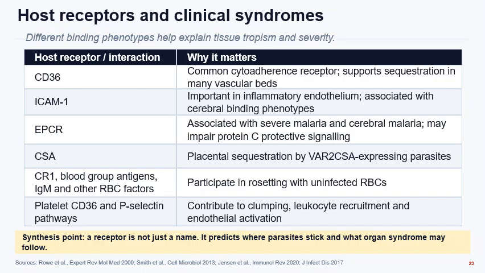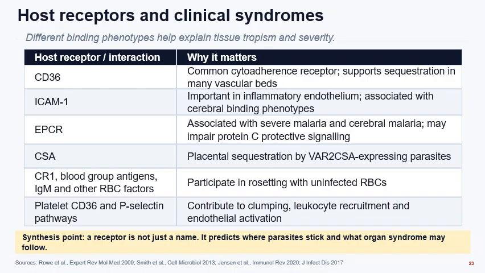Please do not memorize receptor lists without understanding the logic. The parasite ligands bind a host receptor, and the binding phenotype helps determine where sequestration will occur and what syndrome may follow. CD36 supports adhesion in many vascular beds. ICAM1 is upregulated on inflamed endothelium and is associated with cerebral binding phenotype. EPCR binding variants are strongly linked with severe and cerebral malaria and may disturb the protective protein C pathway.